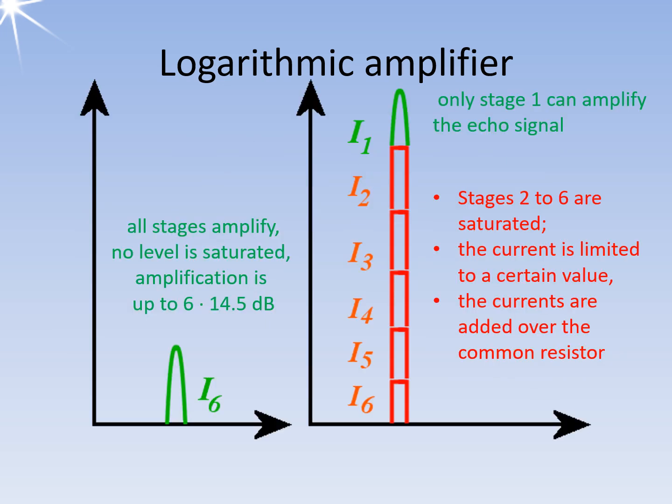Stages 2 to 6 are in saturation and only provide a square pulse for the high input signal. Only stage 1 amplifies the signal correctly and also provides a current component. The resistor combines all currents into a total current that causes the output voltage across the resistor. In this respect, it is a kind of dynamic compression.